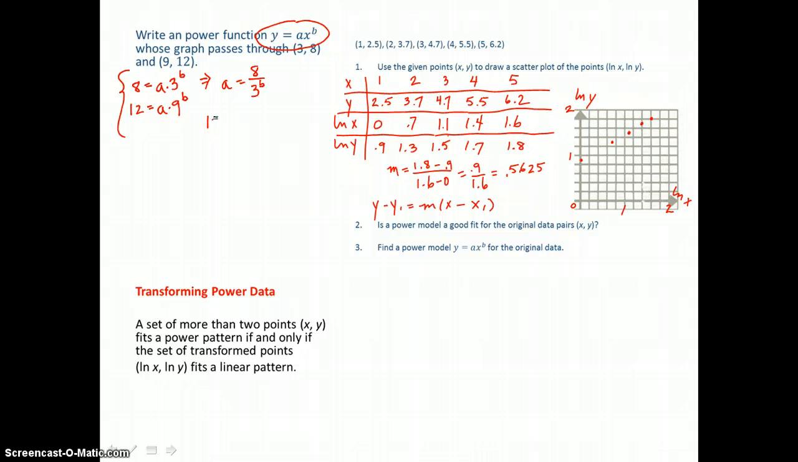And I'm going to substitute into the second equation for a, 8 over 3 raised to the b power times 9 raised to the b power. Okay, now if I'm going to combine those bases on the right-hand side, I need a common base. So I can rewrite 9 as 3 squared raised to the b power. And in the denominator I have 3 raised to the b power. So now I can divide both sides by 8, and I can combine my like bases here that I'm dividing by subtracting those exponents. 2b take away 1b is 1b.